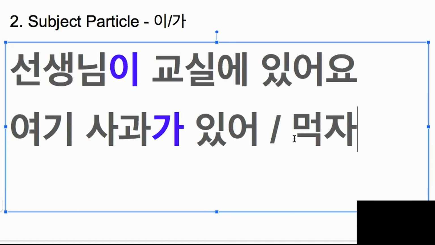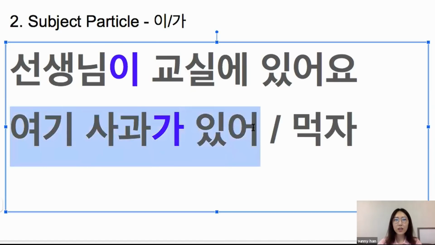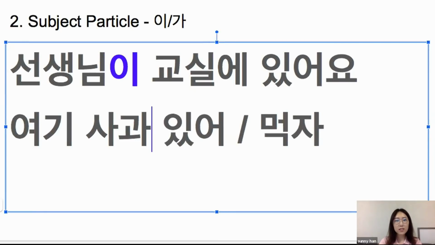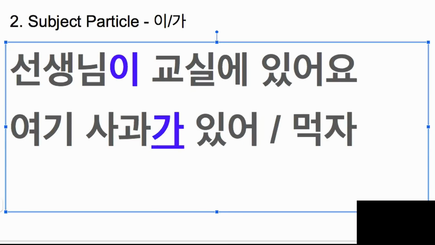Let's eat. 언니, can we just say 여기 사과 있어? Yes. Okay. Then, this one is for full phrase because we have to practice like 이가. But when we speak, sometimes we just say 여기 사과 있어. So it's possible, right? Yes. Okay, thank you.